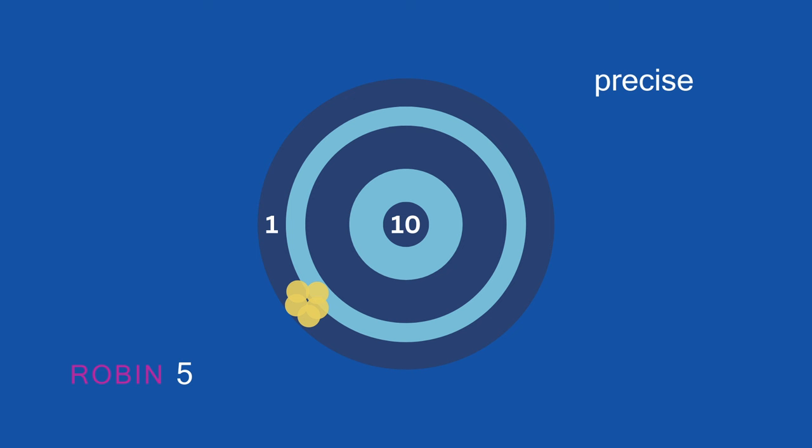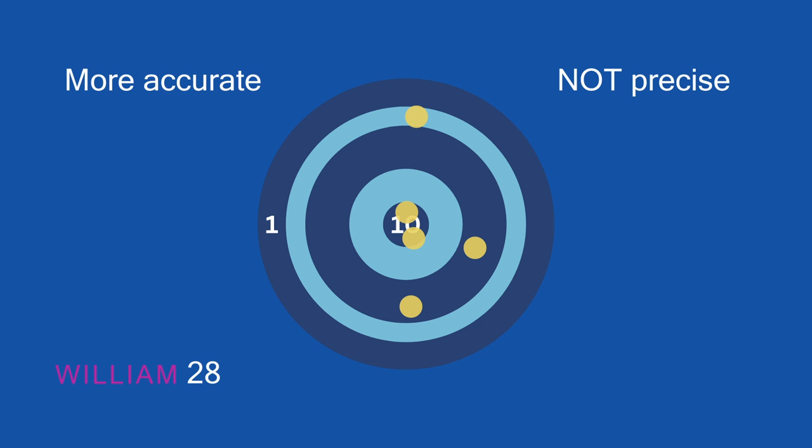William hits the bullseye a couple of times, but he also hits spots farther out, worth 2 and 3 points. He has better accuracy than Robin, but he is not nearly as precise. See the spread of his darts?